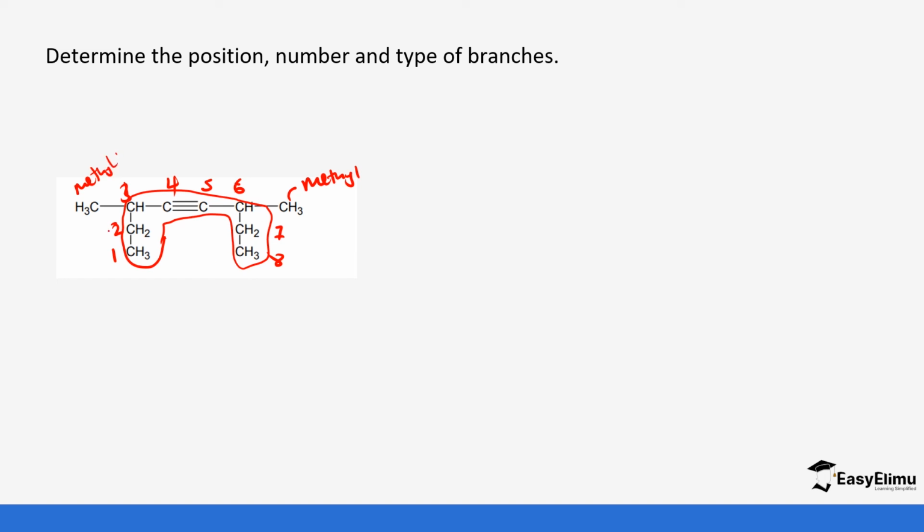The first branch is in carbon number 3, the other one is in carbon number 6, and they are the same type. So one methyl is in carbon number 3, the other one is in carbon number 6, and since there are two, we will call them dimethyl. And then the parent name is oct, and the triple bond is in carbon number 4, yne, like that.